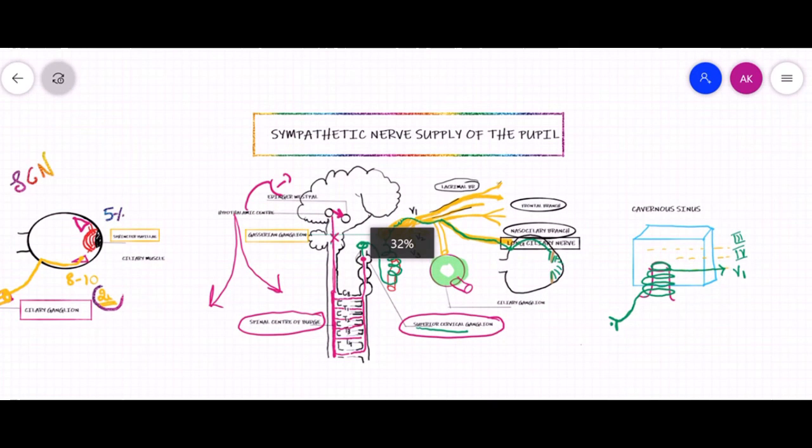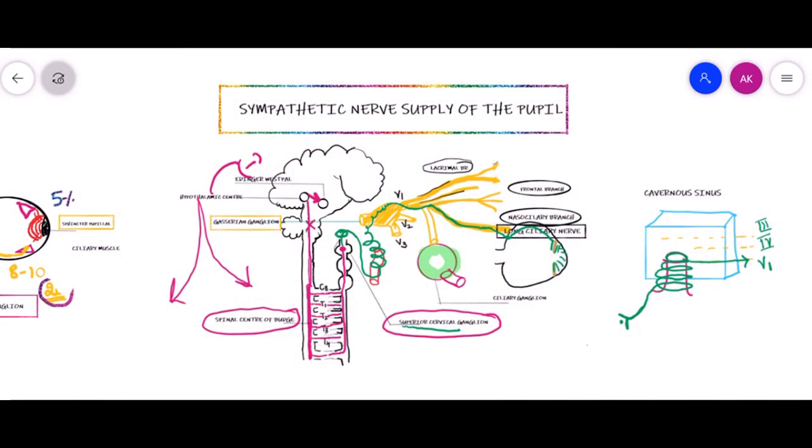Okay, so starting from the hypothalamus, so hypothalamospinal tract, going to the ciliospinal center of Budge, from there going to the superior cervical ganglion, going to the carotid plexus, from there going to the V1 division, that is the ophthalmic division of the trigeminal, going into the nasociliary, finally from the nasociliary the long ciliary nerve going to supply the dilator pupillae. So I hope this was clear and useful.